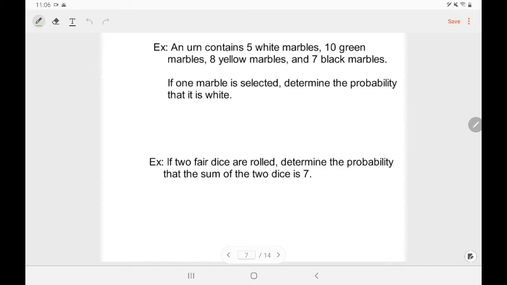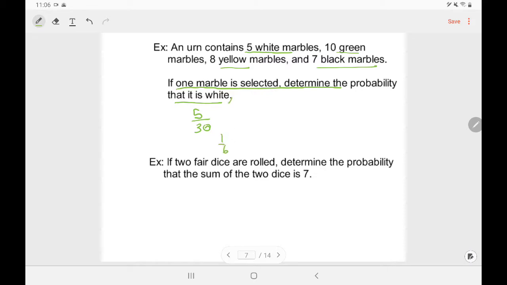Now, an urn contains 5 white marbles, 10 green, 8 yellow, and 7 black marbles. If one marble is selected, determine the probability that it's white. 5 out of how many marbles do I get? 5, 10, 8, and 7 gives me a total of 30 marbles. So one marble selected, I get 5 out of 30, which simplifies to 1/6.